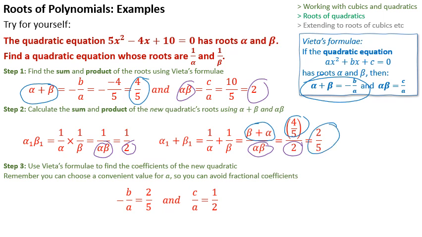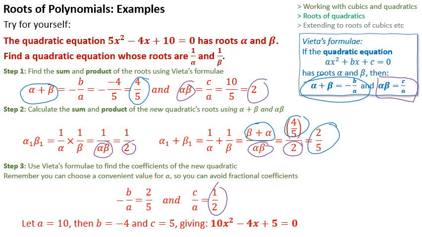And then for c over a, we want the product of the roots. That gives us a half. Then, remember, we get to choose a suitable value of a. Would you pick 1? Would you pick 2 or 5? In this case, the best choice, if you want to end up with a quadratic with integer coefficients, is actually 10, the lowest common multiple of 2 and 5, so that it will give us a whole number value for b and also for c. So I choose a equals 10. That gives me a b value of minus 4 and a c value of 5. 10x squared minus 4x plus 5 equals 0.